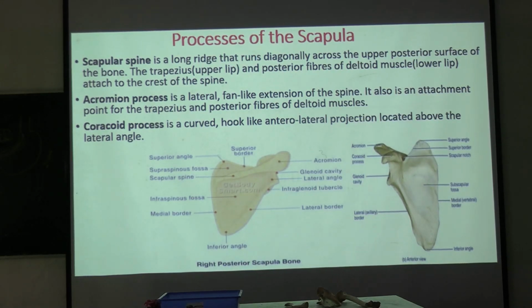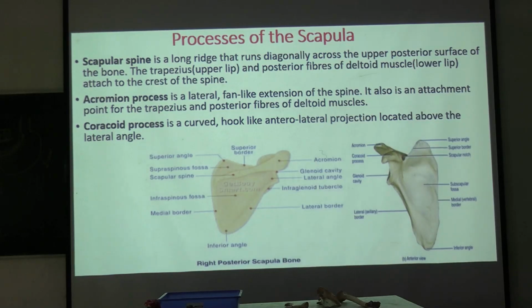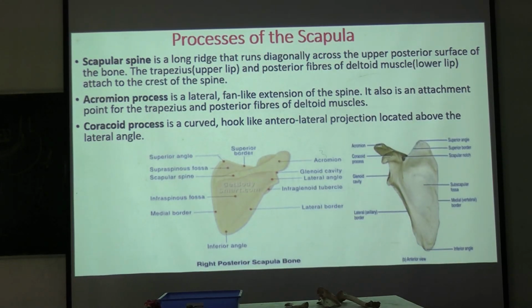Next is the acromion process. See here, this one is the acromion process. It is a lateral fan-like extension of the spine, extending from the lateral aspect of the spine, and it also is an attachment point for the trapezius and posterior fibers of the deltoid. So along the medial margin there is continuation of the insertion of the trapezius, and along this lateral margin there is origin of the deltoid, posterior fibers and then middle fibers.